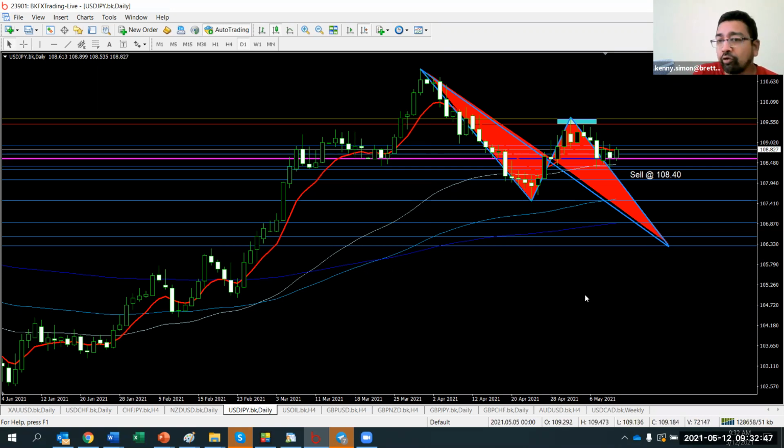So we want to be careful with that, so we don't get caught up in this trade and cause us a big loss, or hit our SL. Before it hits our SL, we cut the loss earlier. So that's for USD JPY.